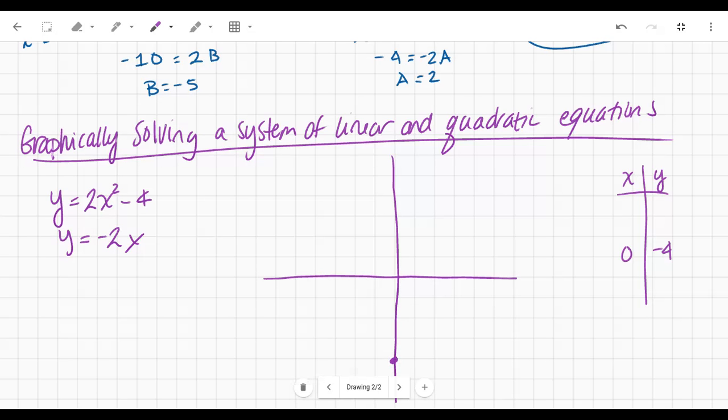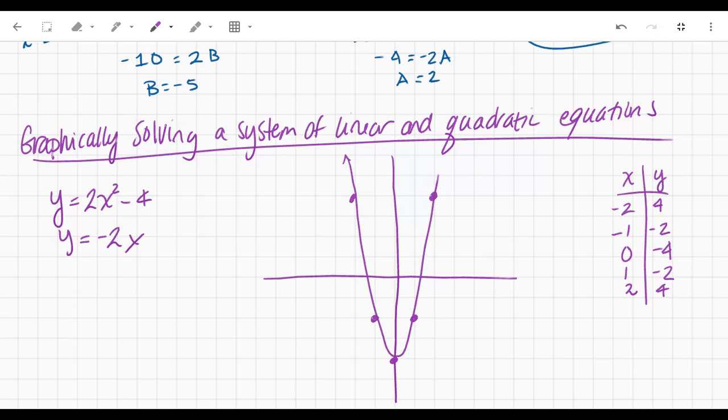Okay. And then if x is 1, then I'd have 2 minus 4, which is negative 2. And if x is negative 1, I'd also have negative 2. Okay. If x is 2, let's say 2 squared is 4, times 2 is 8, 8 minus 4 is 4. So 2, 4, and negative 2, 4. Okay, so we'll stop there for now.